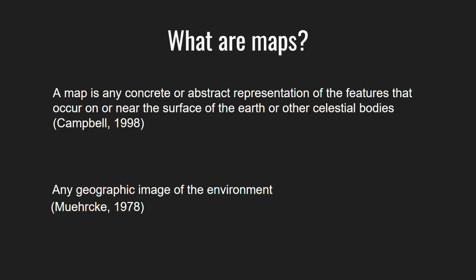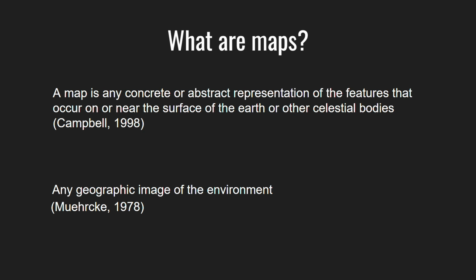But what are maps even? How do we define what a map is? I have two definitions here, one more complex and one simple. A definition introduced by Campbell describes a map as a concrete or abstract representation of the features that occur on or near the surface of the Earth or other celestial bodies. Note that he says other celestial bodies, which means that maps apply to geographic representations of other places, such as Mars. But a simpler definition is that it's just any geographic image of the environment.